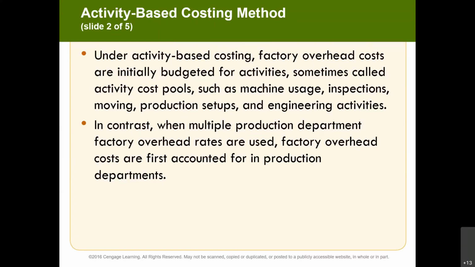Under activity-based costing, factory overhead costs are initially budgeted for the activities. These are sometimes called activity cost pools. Actually, most of the time they're called activity cost pools. These activity cost pools include things like machine usage, inspections, moving things around, production setups, and engineering activities. In contrast, when using multiple production department factory overhead rates, factory overhead costs are first accounted in the production departments.